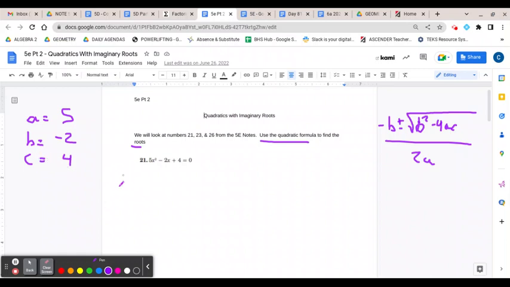Okay, so b is negative 2, so negative b is positive 2. 2 plus or minus, now we have b squared minus 4ac, so b squared is negative 2 squared, which is 4, minus 4 times a, 5, which is 20, times 4, which is 80, so 4 minus 80, all divided by 2a, 2 times a is 10.